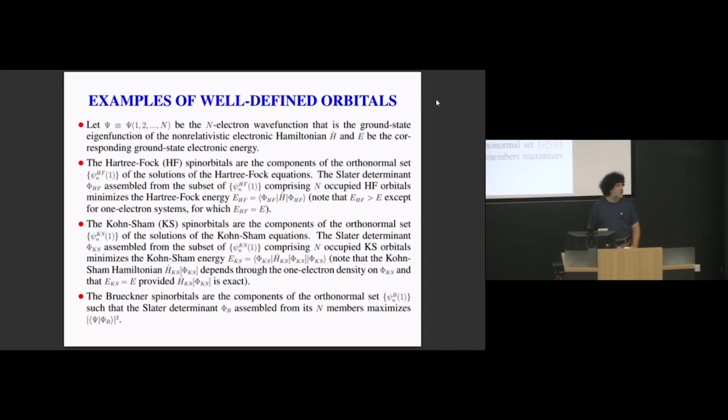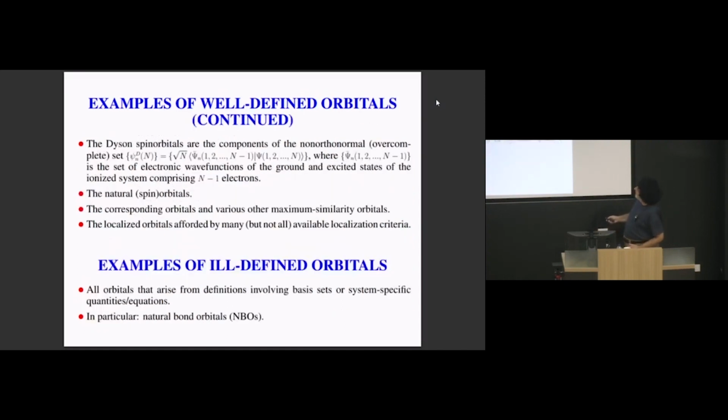There are some other orbitals which are not based on energy criteria. For example, Brueckner orbitals, which are defined as those that, when you form a Slater determinant from them and calculate the overlap with the exact wave function, maximize this overlap. They are used in quantum chemistry quite often. There are Dyson orbitals, which are generalized overlaps between the wave function of a given system and all the electronic states of a system which is ionized, which means has one less electron. So they are used for description of ionization processes.